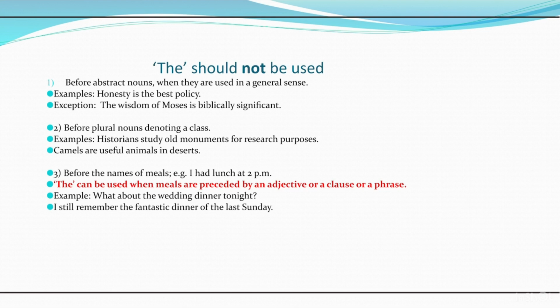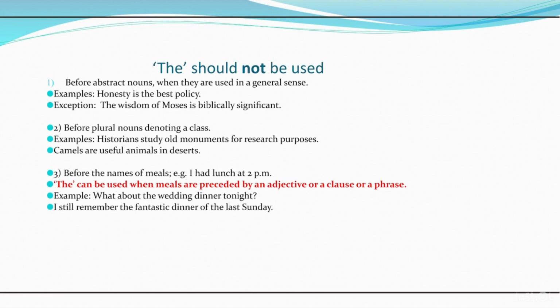Okay. So wisdom is also one abstract noun, but when we are referring to the wisdom of a particular person, okay, what is the rule? I have already mentioned that when they are used in a general sense, then we will not use the before an abstract noun. But here, this abstract noun wisdom is being used in a particular sense. That's why we have used the. The wisdom of Moses is biblically significant.